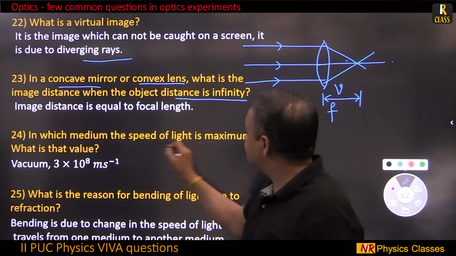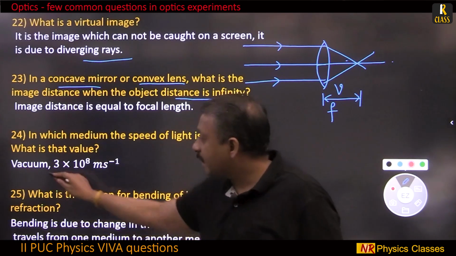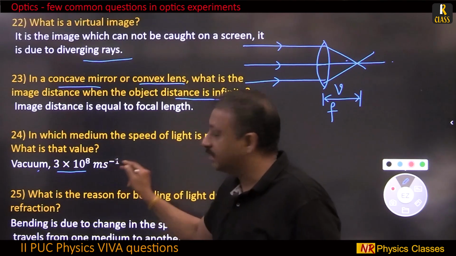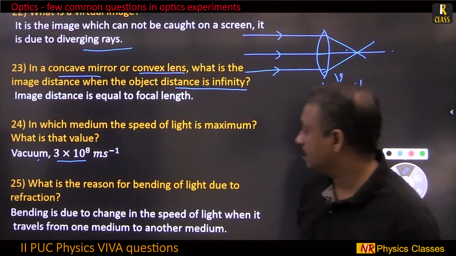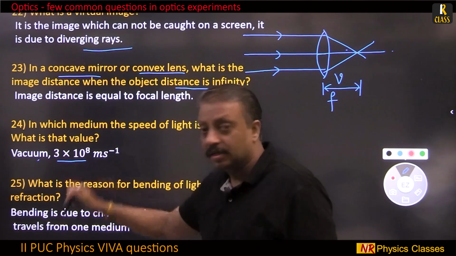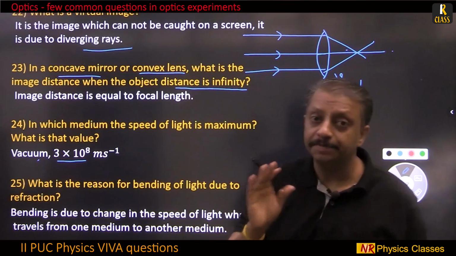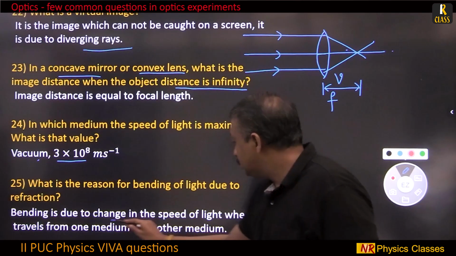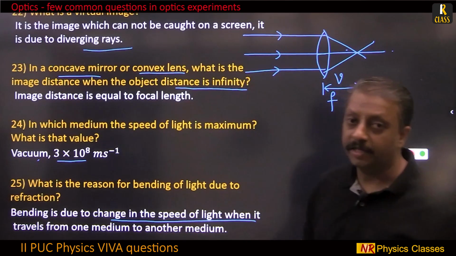In which medium is the speed of light maximum? In vacuum, the speed of light is maximum, 3 × 10^8 meter per second, or 3 lakh kilometer per second. What is the reason for bending of light due to refraction? Bending is due to change in the speed of light when it travels from one medium to another medium.